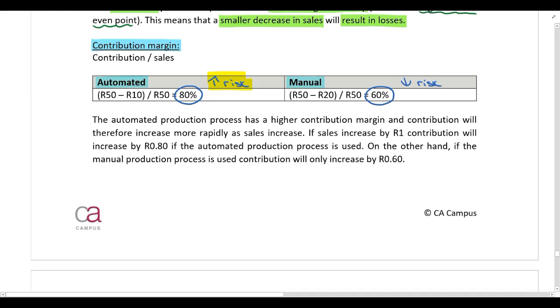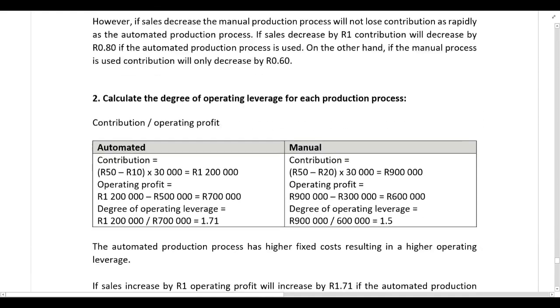But remember the relationship between risk and return. The only reason why Freeman would consider taking on this risk is because there is a potential for a higher return. In good times when sales are increasing, the automated production process will outperform the manual production process. And that's because as sales increase, contribution will increase by a greater extent. All right, so please read through everything just below. I have discussed all of that with you.